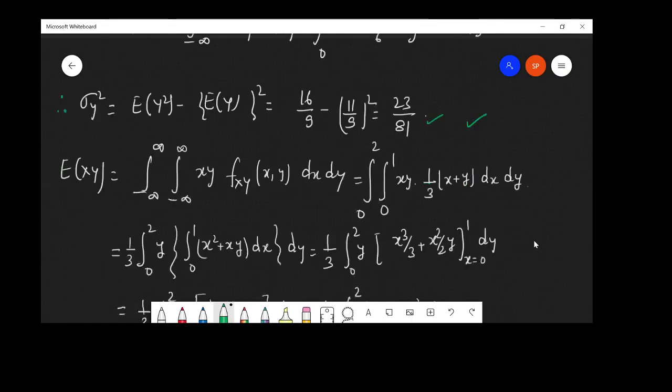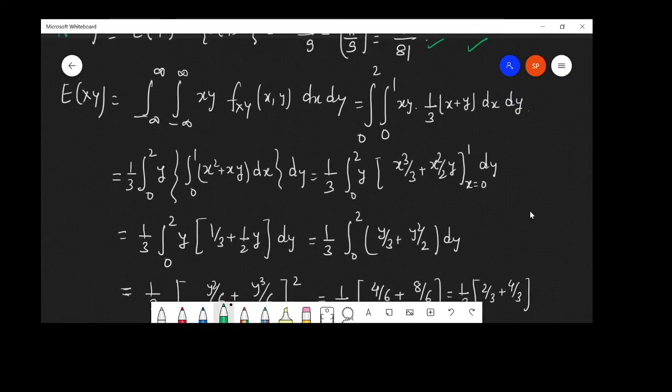That's why we can write expectation of xy is equal to the integral from minus infinity to plus infinity, minus infinity to plus infinity of xy into the joint PDF, dx dy. First we integrate with respect to x, so we write 0 to 1. The limit here is given x equal to 0 to 1, and the limit of y is 0 to 2, but the limits are constant, so there is no need to change the order of integration. So we can integrate with respect to x first, or y first.